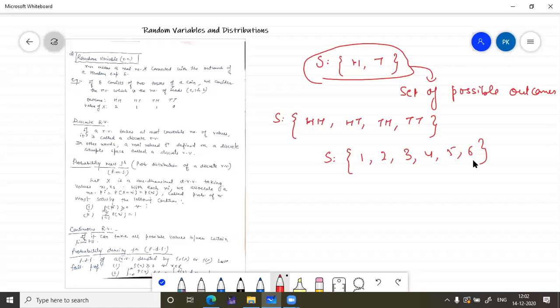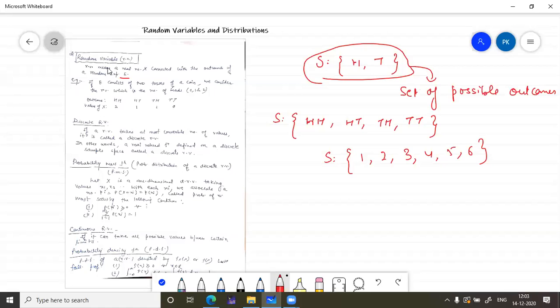So whenever you do an experiment here, we call this a random experiment. A random experiment is nothing but a mathematical description of any probabilistic situation. And if we do a random experiment, then whatever the outcomes, the set of all possible outcomes is the sample space here.